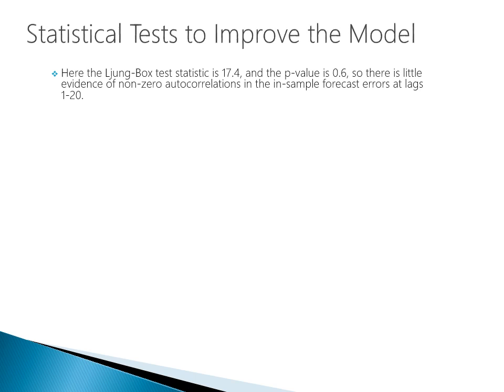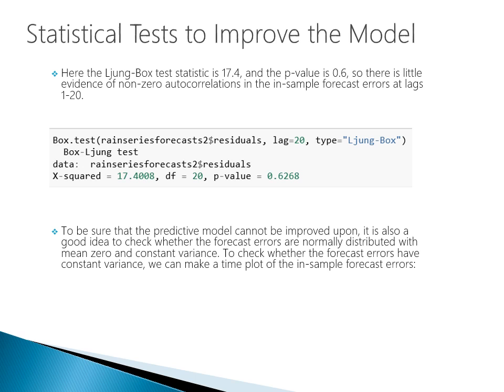Now we're going to conduct the Ljung-Box test, and the test statistic is 17.4, and the p-value is 0.6 for this model. This gives us little evidence of non-zero autocorrelations in the in-sample forecast errors at lags 1 to 20. By typing this into our console, specifying that lag of 20, and running this Ljung-Box test, we can find out that there is little evidence of non-zero autocorrelations in the in-sample forecast errors.